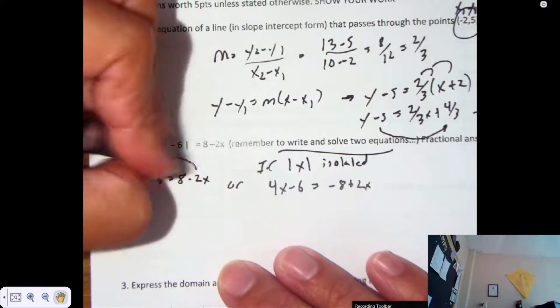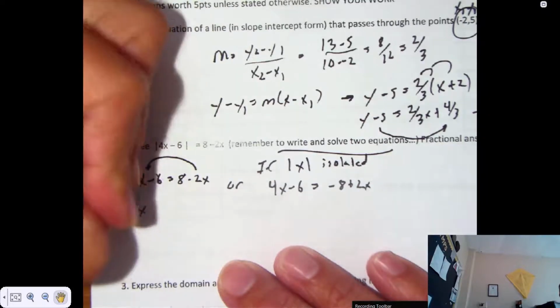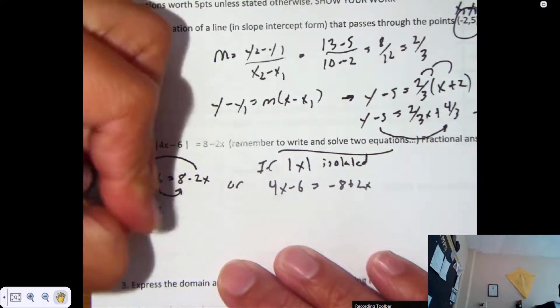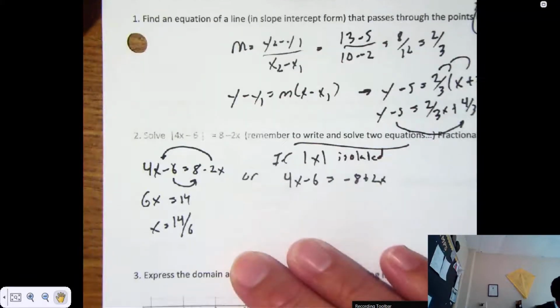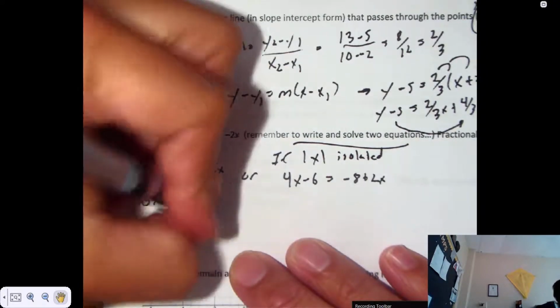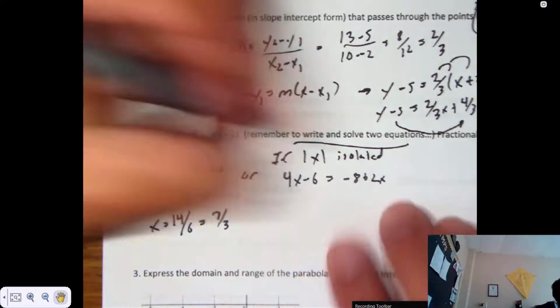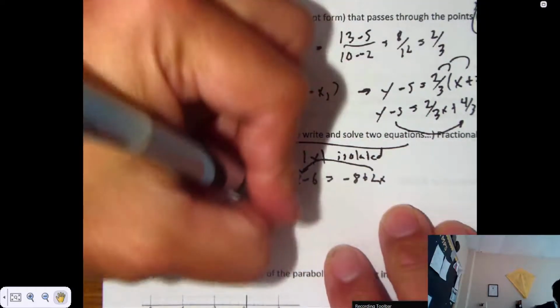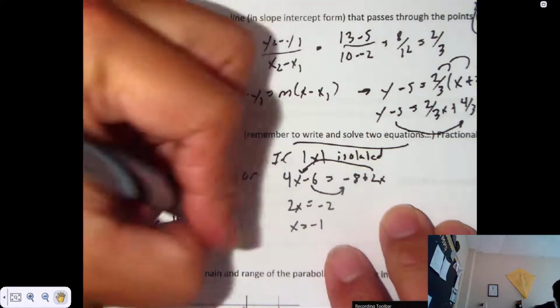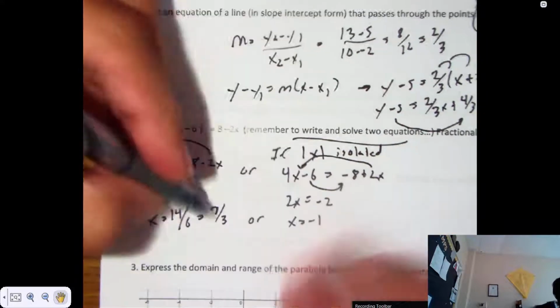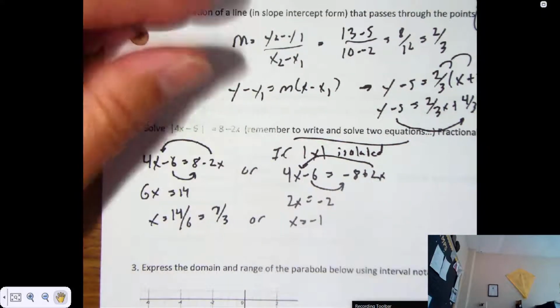And then just do algebra, kids. We're going to add 2x, that makes 6x. We're going to add 6, that makes 14. We're going to divide by 6. And we're going to clean up the fraction. 14 and 6 are both divisible by 2, so that's 7/3. Here we're going to subtract 2x. We're still going to add 6. That's going to be -2. We're going to divide by 2, and we're going to get -1. So these are our answers. We're either 7/3 or we're -1.